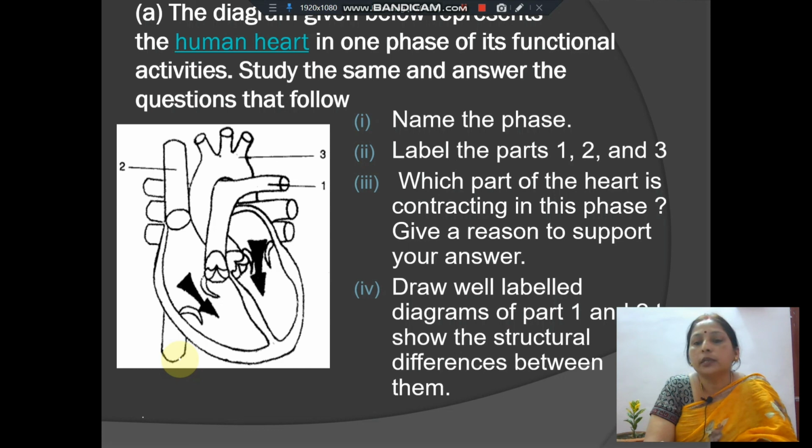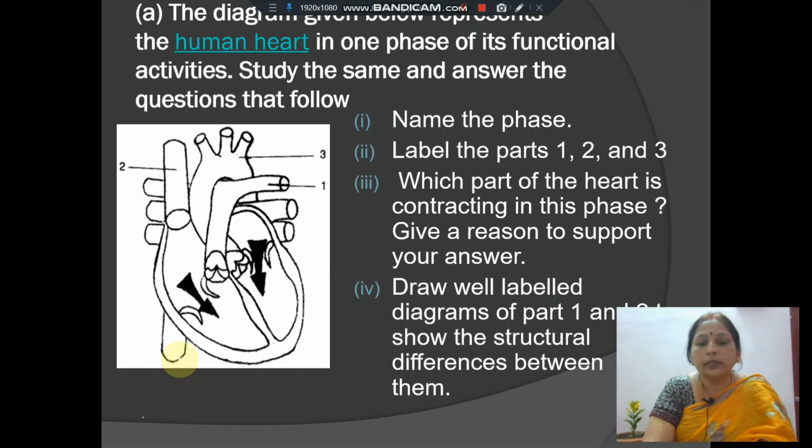Next question is, which part of the heart is contracting in this phase? Auricles are contracting. Give a reason to support: as the valves are open, both the bicuspid and tricuspid valves are open and the semilunar valves are closed. So this is the auricular systole.